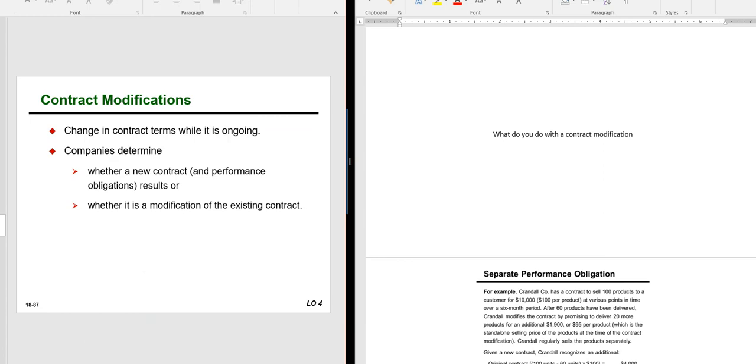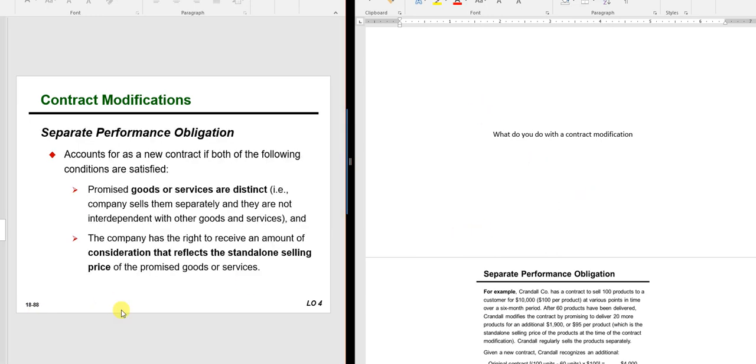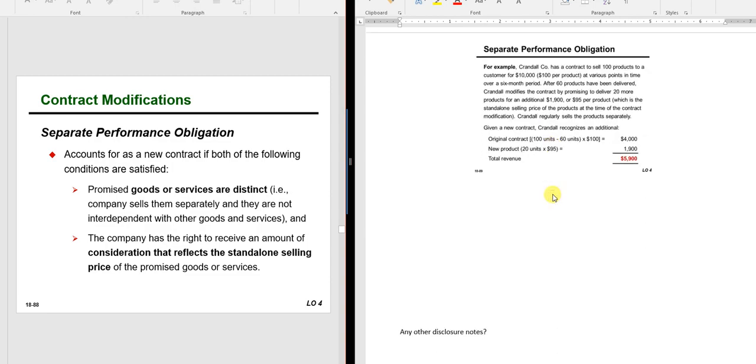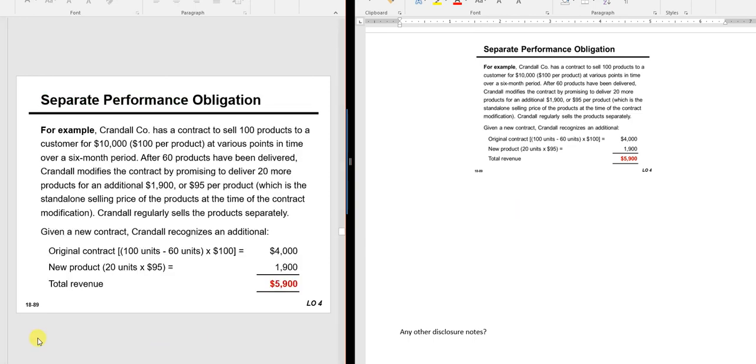Contract modifications, what you would do is determine whether it's a new and separate contract or whether it's a modification of the existing contract. So that's what you need to determine on that. If it's a separate performance obligation, the promised goods or services are distinct, and the company has a right to receive an amount of consideration that reflects the standalone selling price. Again, confusing wording, maybe you just need to do one.